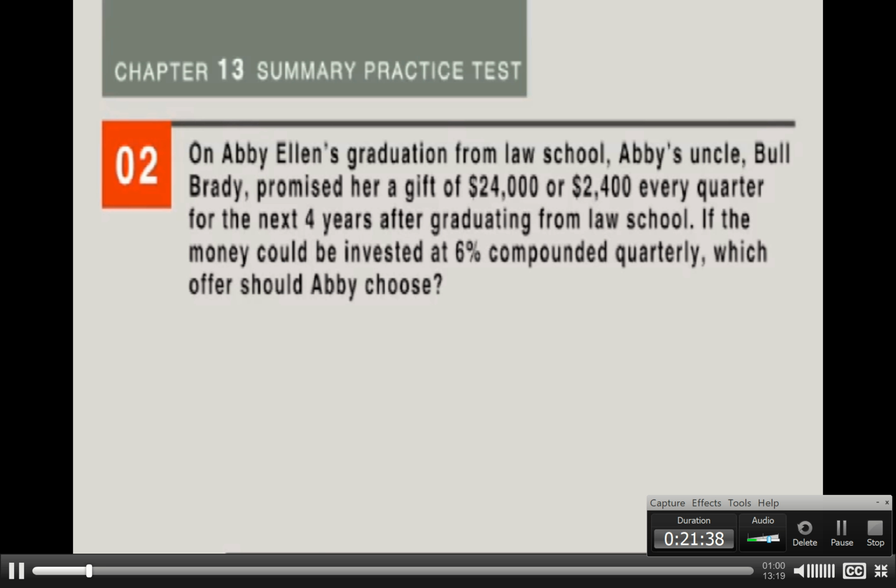Abby Allen graduates from law school. The uncle says, hey, I'll give her a gift, $24,000, or I'll give you $2,400 every quarter for the next 4 years after you graduate law school. That looks like a bribe to me. If the money could be invested at 6% quarterly, which offer should Abby choose? Now, most people really kind of get confused about this. You're talking about money growing into what? The future? How much money must you put in the bank, what?